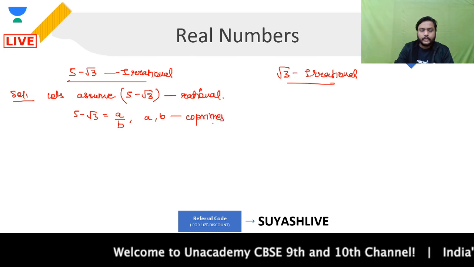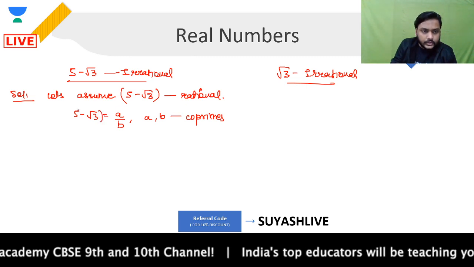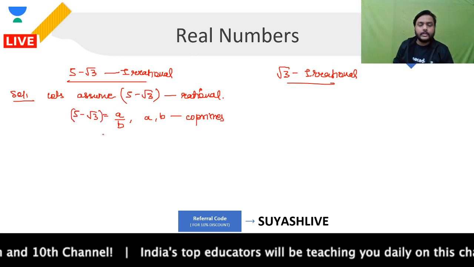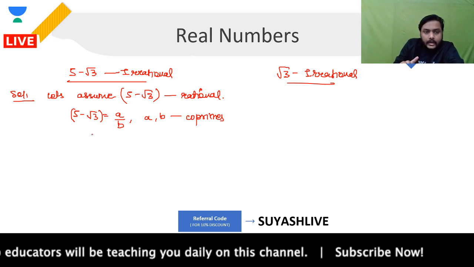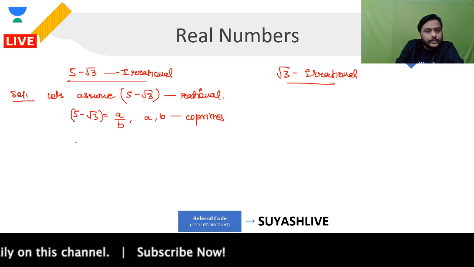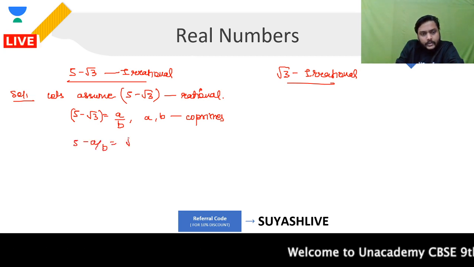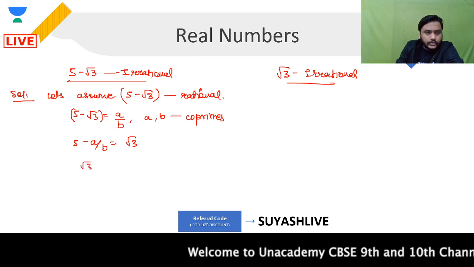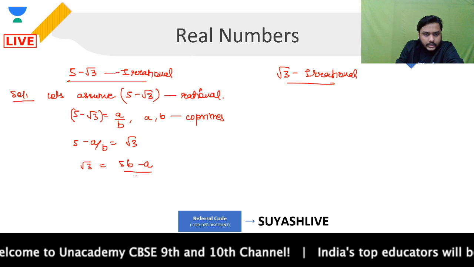Are you clear? I repeat, when 5 minus root 3 is irrational, so you can say 5 minus root 3 will be equal to a upon b, where a and b are co-primes. Now if it is equal to a upon b, then from here find the value of root 3. So you will say that you are having 5 minus a upon b is equal to root 3. So root 3 is equal to (5b minus a) upon b.